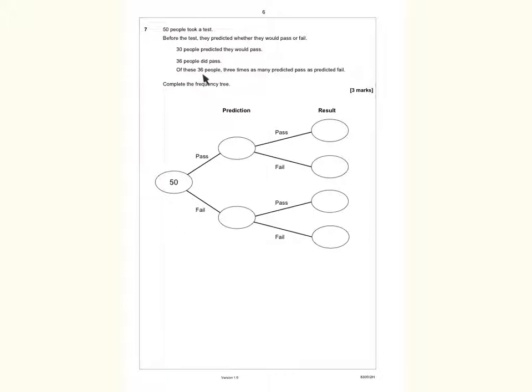Okay, so there's 36 people, 3 times as many predicted pass as predicted fail. So 36, you need to divide it in the ratio 3 to 1, because that's what this is describing to us, and then fill in these numbers. Okay, so here you'll have 30, here you'll have 20. These two would add up to 30, and these two will add up to 20. That's one way you can check your answer.